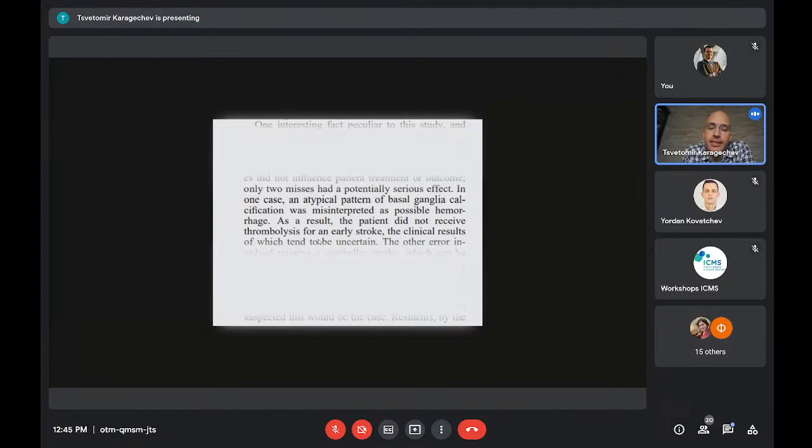Only 2 cases in this study had a potentially serious effect. In one case, an atypical pattern of basal ganglia calcification was misinterpreted as possible hemorrhage. As a result, the patient did not receive thrombolysis for an early stroke, and despite the clinical results being uncertain, in this case, there was actually harm to the patient and bad outcome because of misrecognition of findings.